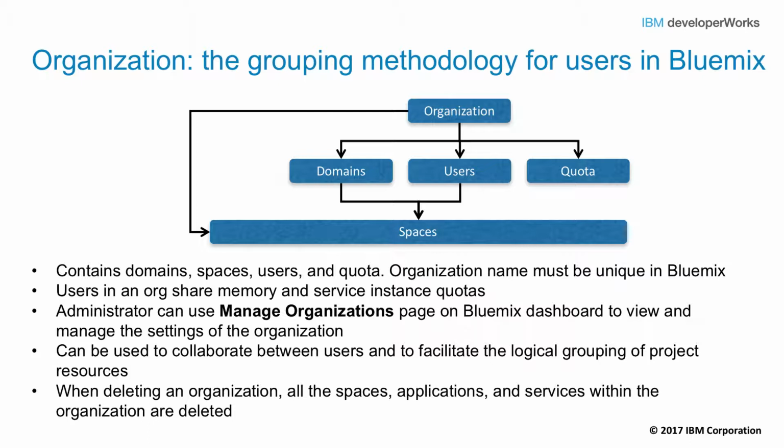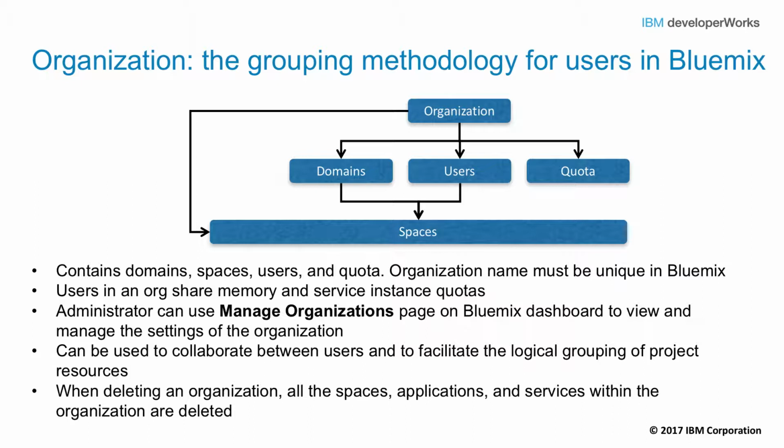In Bluemix, organizations facilitate the logical grouping of project resources in the following ways. You can be the owner of your own organization and also the member of another organization. You can group a set of spaces, applications, services, domains, and routes and users all together in a single organization. And you can govern the access to resources of an organization on a per-user basis. Paid accounts or subscription accounts can have more than one organization.